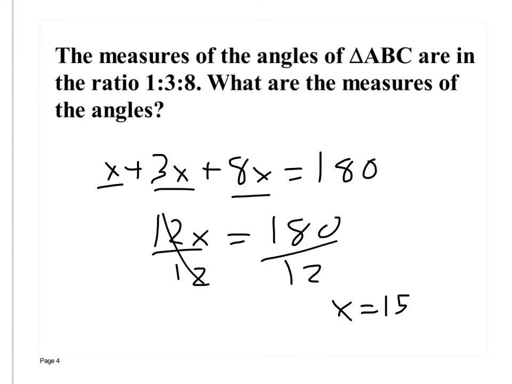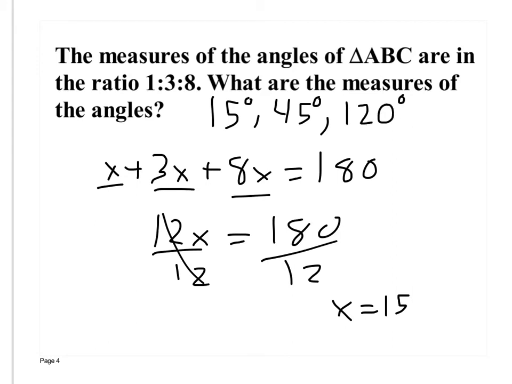That is one of the angle measures. Which one? Angle A, B, or C? A, the first one. This one, right? So what would be angle B? Take that times 3. Take 15 times 3, which would be 45. And then we take 8 times 15, which would be what? 120.